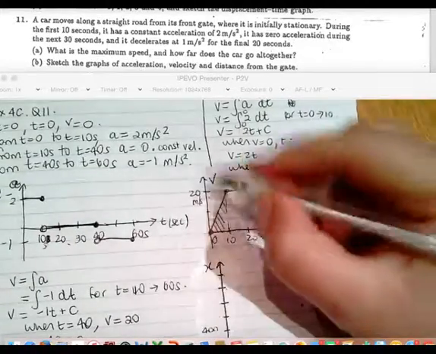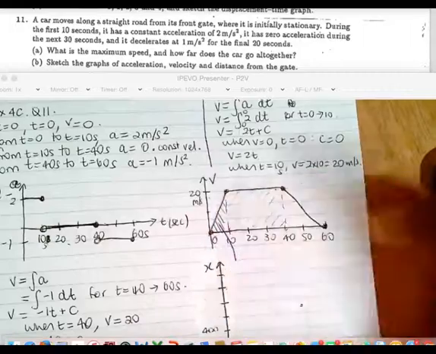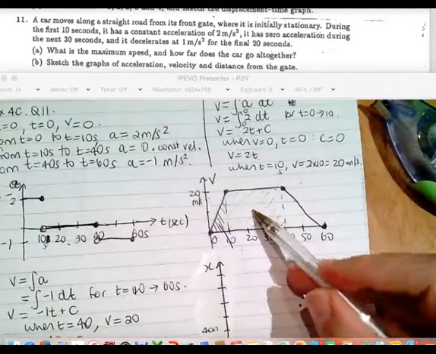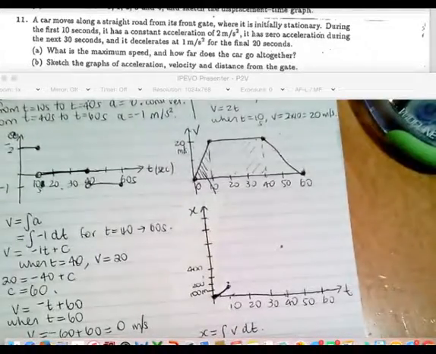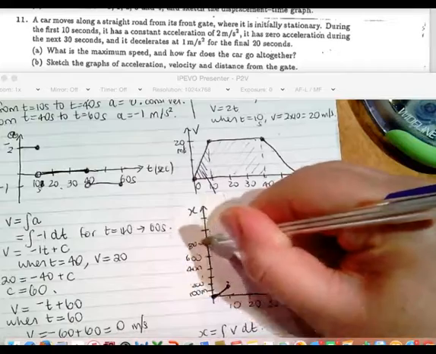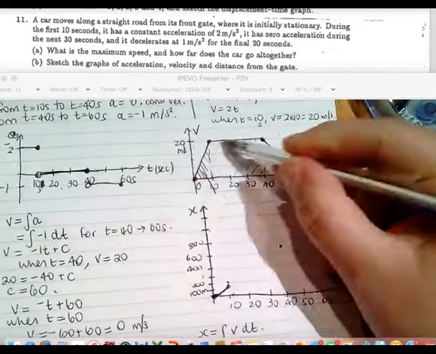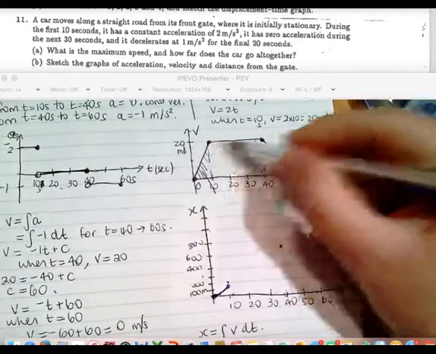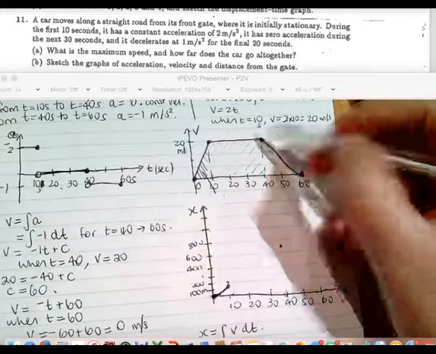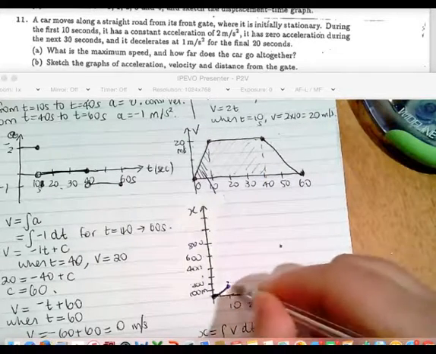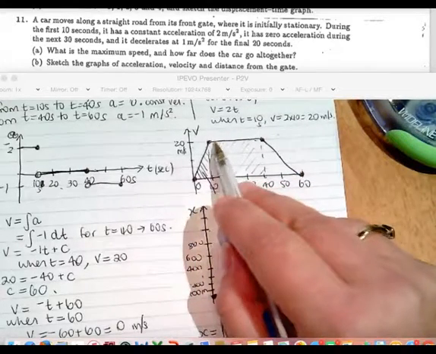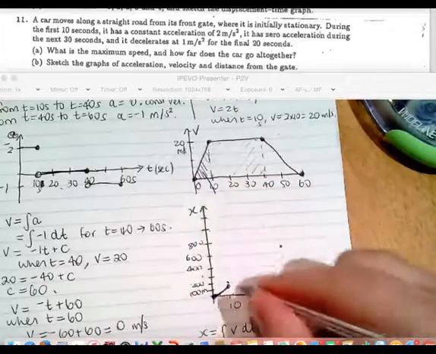So the area of this bit is 100. The area in this section here we worked out was 600. So therefore we've travelled up to 700. So we've got 600, 800. So there's 700. Now, this is a straight line. This section here we've got constant, zero acceleration. Therefore we've got constant velocity. And for example, the equation of this line would be v is 20. And if you integrate that, you get 20t, which is a straight line.